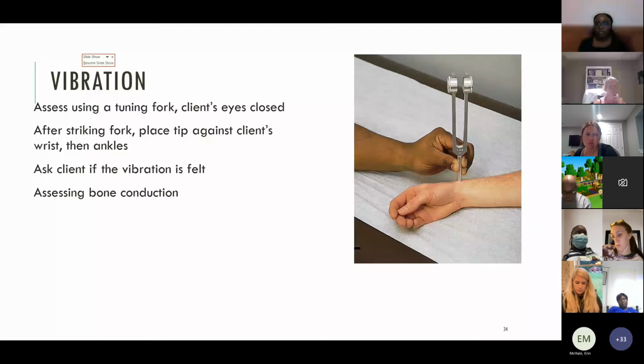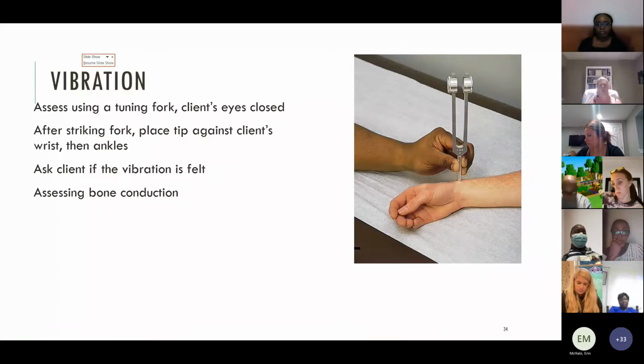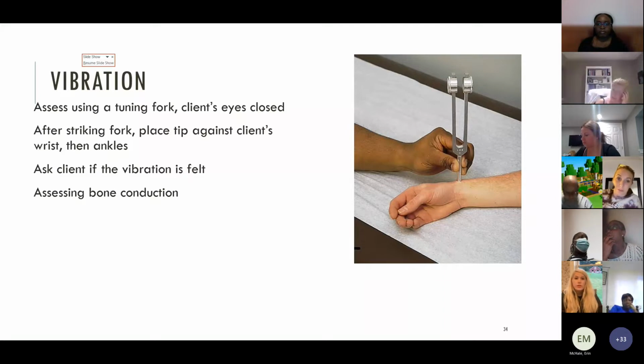Another test that we can do, I'm not going to test you guys on this, is we can do a vibration test using a tuning fork. So what we do is we ask the patient to close their eyes. We strike the tuning fork and then we place it against the client's wrist and then their ankles, and ask the client if they felt a vibration. If they feel that, then that means that their neurological system is intact.